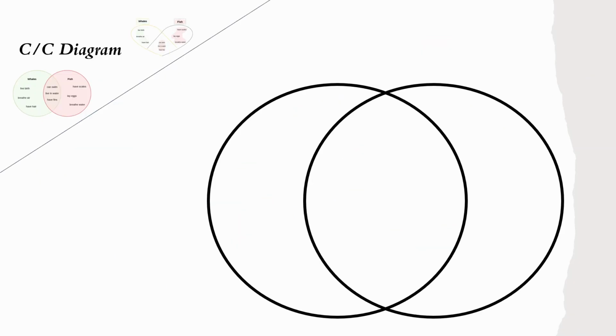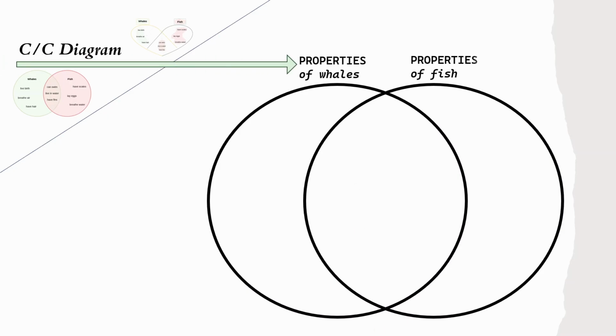Now, to close out our conversation about CC diagrams, it's interesting to point out that you can translate a CC diagram into a Venn diagram. You just have to make sure that the categories that you're talking about here are properly stated. So instead of having just whales and fish at the top, if you wanted to do a Venn diagram version of the CC diagrams that we just did, let's use the example of whales and fish. You would actually have properties of whales and properties of fish as the names of your sets.